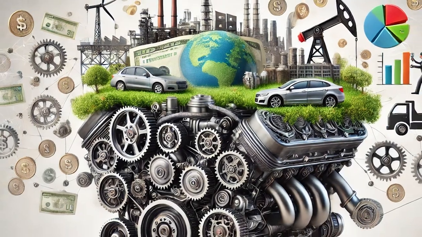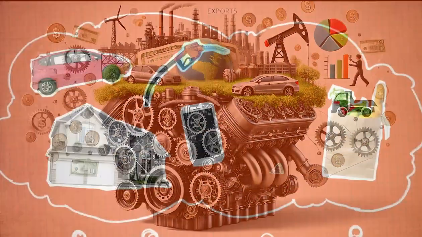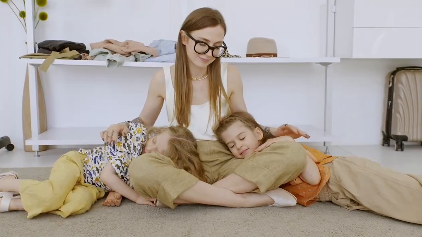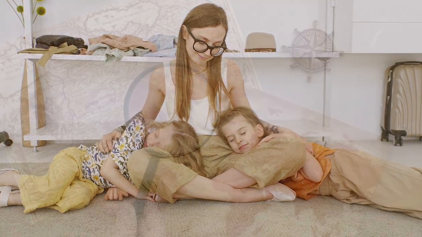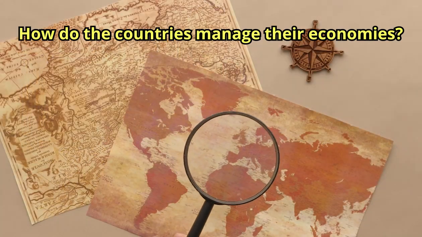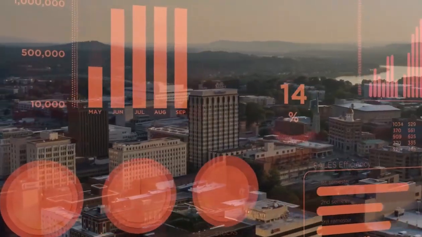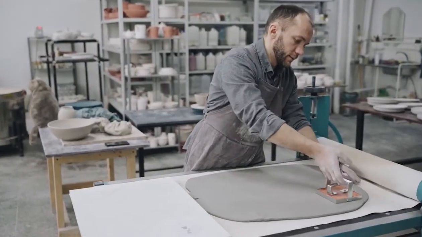Economics is the engine of every country. This engine determines how well the people of a nation live, how much they can spend, and even what the future of their children will look like. But the question is, how do countries manage their economies? Do all nations use the same approach, or does each one have its own path?